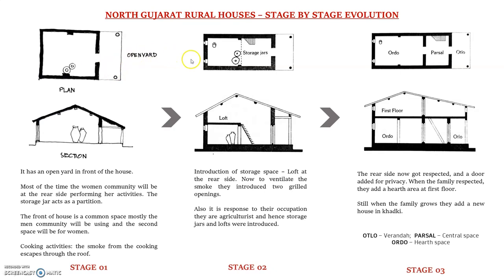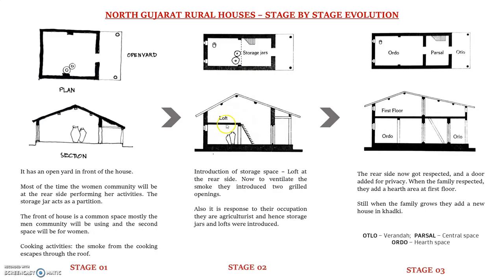After that, slowly as the family increased, and with other considerations, they started giving some small window openings on the rear side, and they introduced a small loft kind of structure, because as the family increases they obviously need some storage spaces.